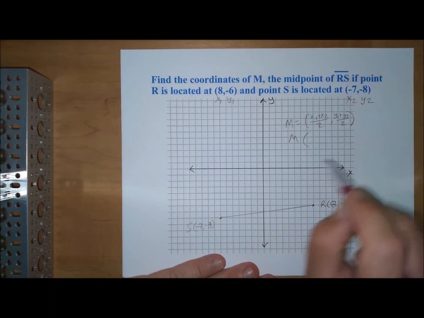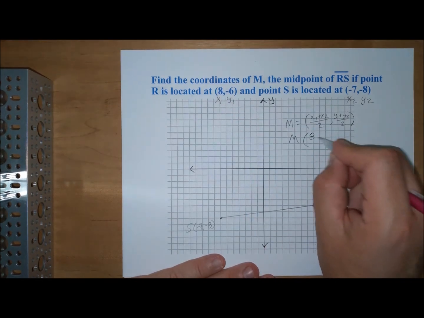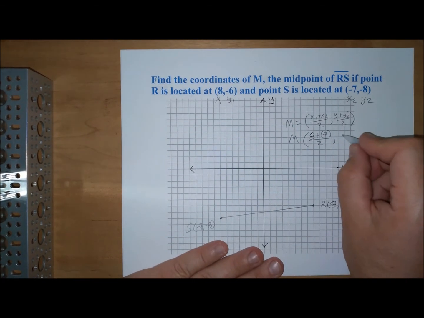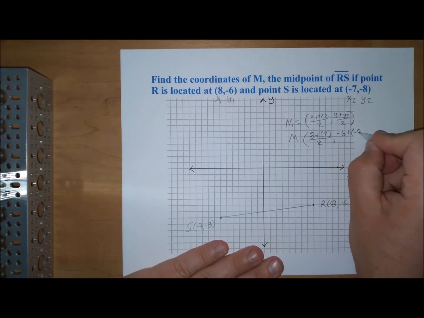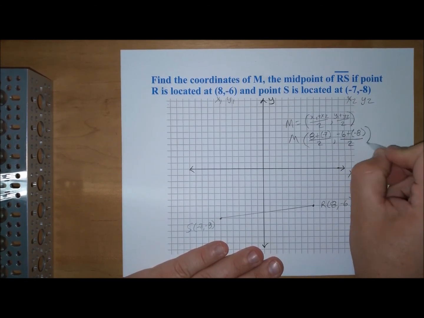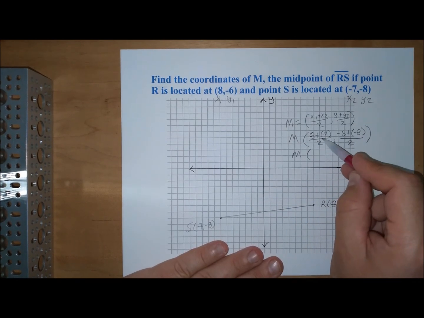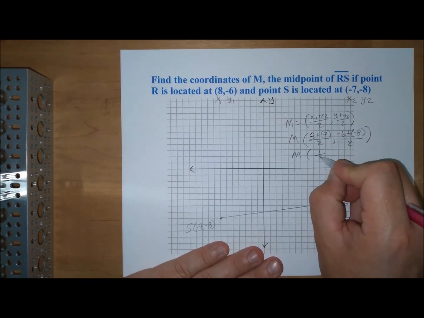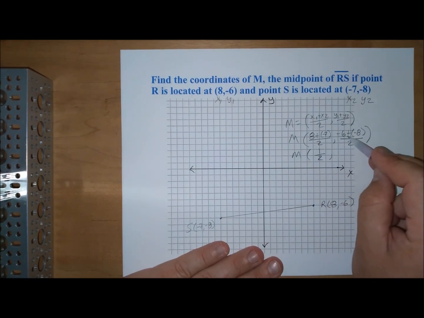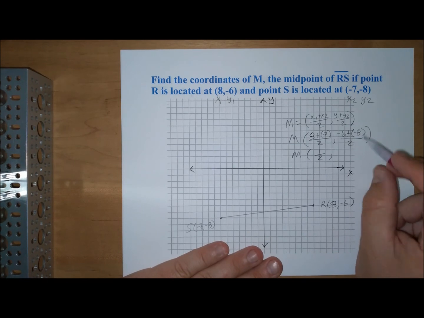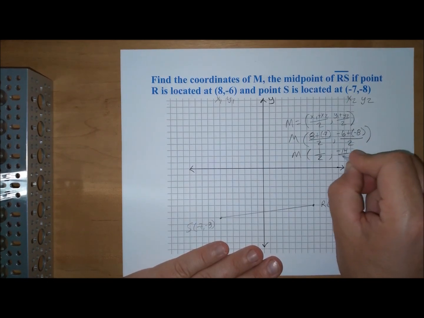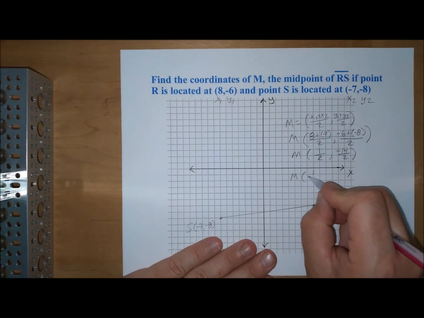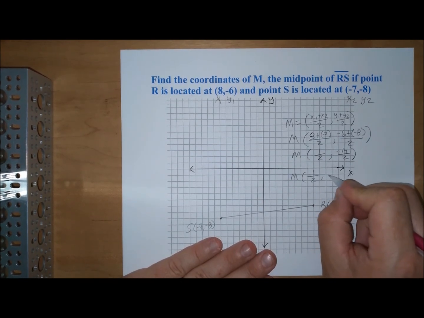You can just say M is x1 plus x2, 8 plus negative 7 over 2, and y1 is negative 6 plus y2 is negative 8 over 2. Good. Can we clean that up a little bit? 8 plus negative 7 is the same thing as 8 minus 7, right? It's going to be 1 over 2, 1 half. Good. And negative 6 plus negative 8 is going to give me negative 14, right? So I get negative 14 over 2. Good. All right, let's clean that up a little bit more. That 1 half looks good. Nothing more I can do with that. But negative 14 over 2 is negative 7.